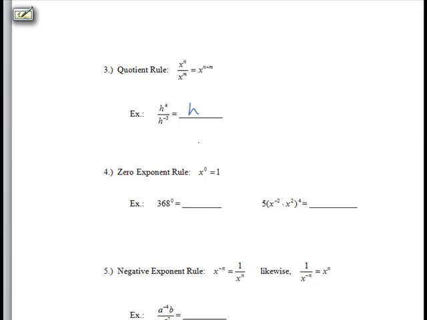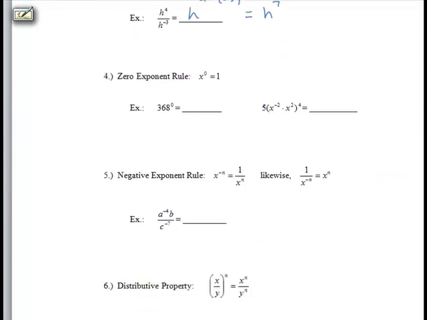So our example here, h to the 4th divided by h to the negative 3rd. The numerator's exponent 4 minus the denominator's exponent negative 3. Of course, 4 minus a negative 3 becomes 4 plus 3, or 7. So it simplifies to h to the 7th. Example 4, the 0 exponent rule says anything raised to the 0 power is automatically equal to 1. It doesn't matter what that base is, it simplifies to 1.